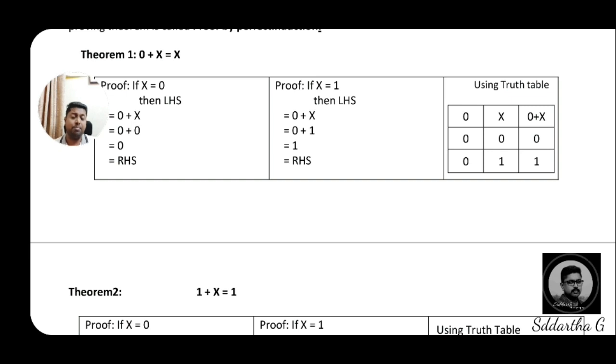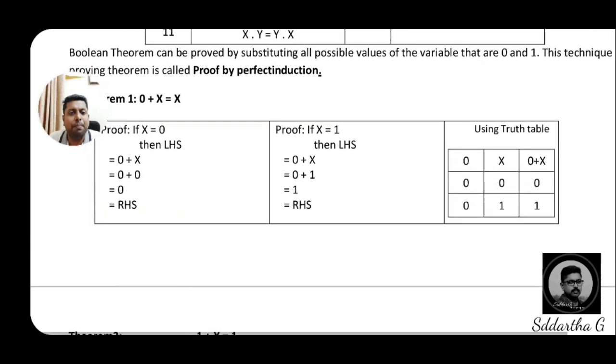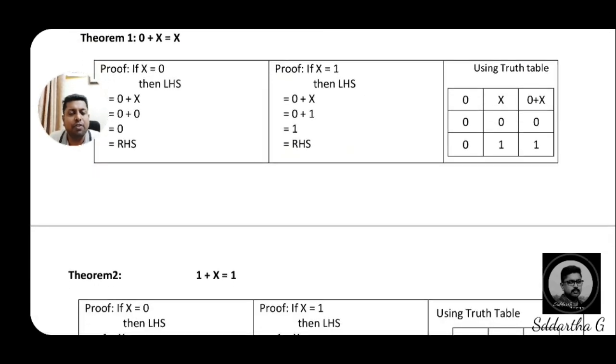But perfect induction method says all possible values, means not only for 0. Again we have to solve the same theorem considering let x is equals to 1. Same theorem, just apply if x is equals to 1, what will be the expression? In the right side expression, that is equals to 1.